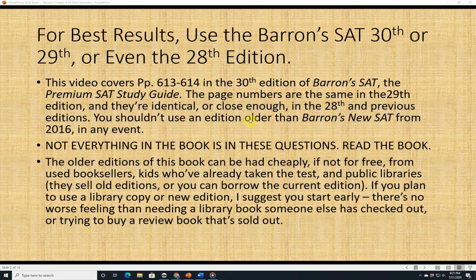Do read the book. The older editions of this book can be had cheaply, if not for free, from used booksellers, kids who've already taken the test, and public libraries. They sell old editions, or you can borrow the current edition. If you plan to use a library copy or a new edition, I suggest you start early. There's no worse feeling than needing a library book someone else has checked out, or trying to buy a review book that's sold out at a local bookstore. If you start a few days before, the 2 days for shipping from Amazon or whatever can really eat into your time, so plan ahead.